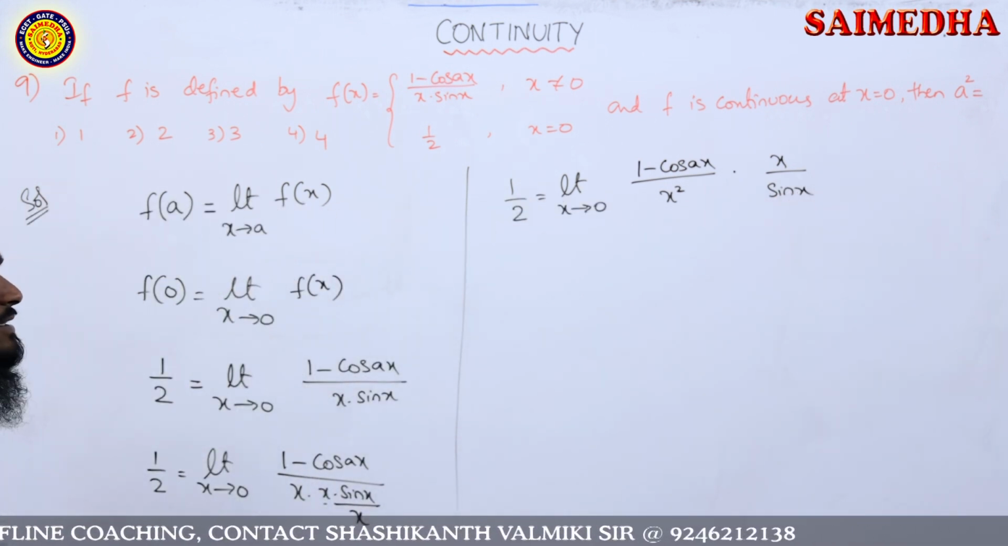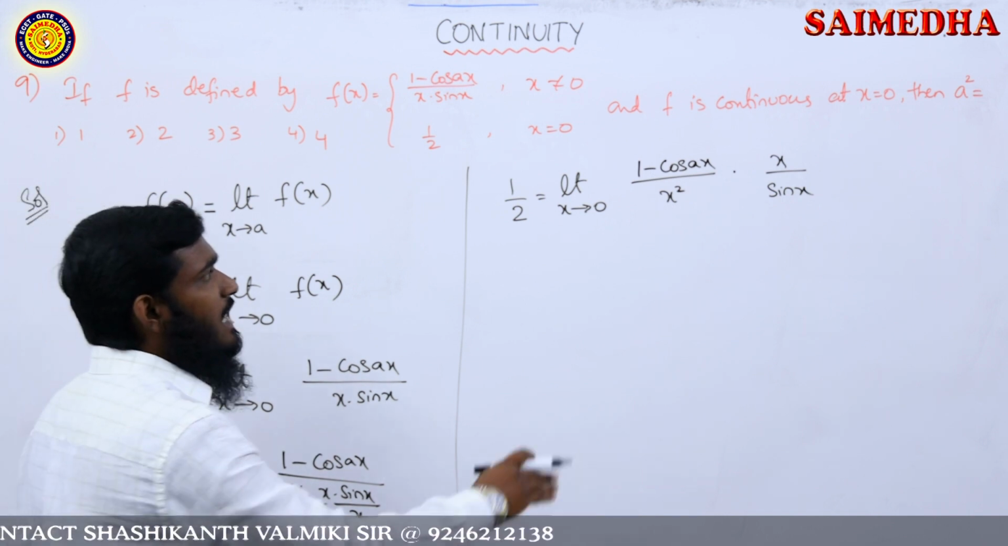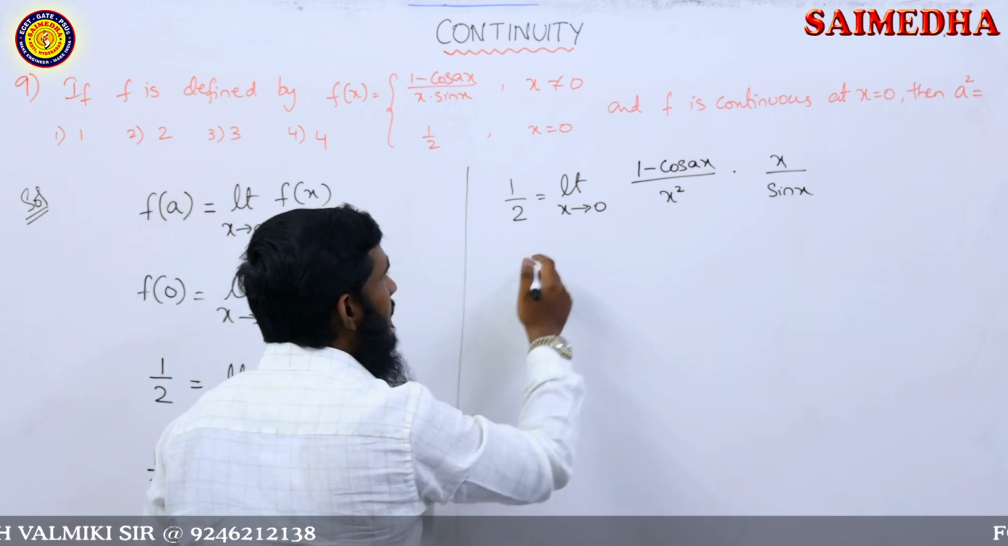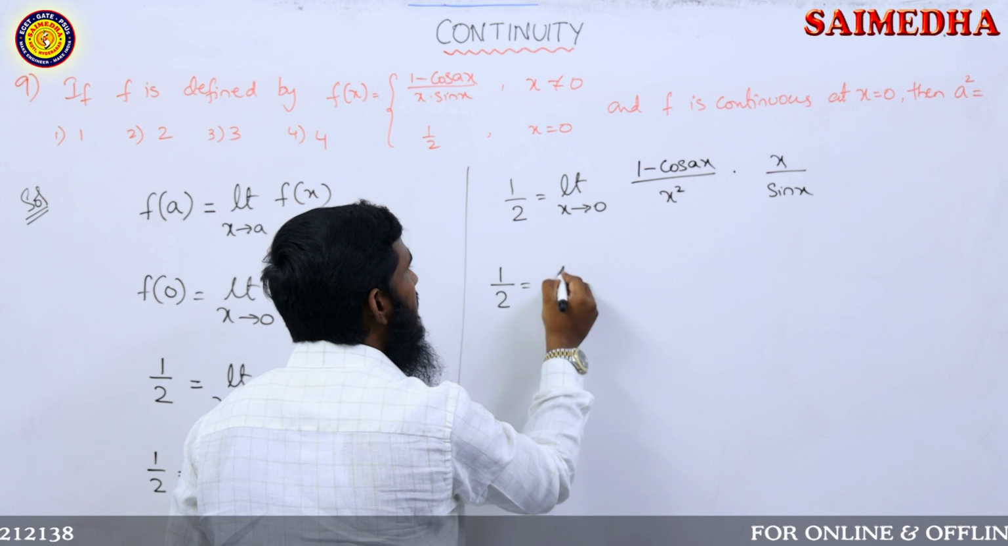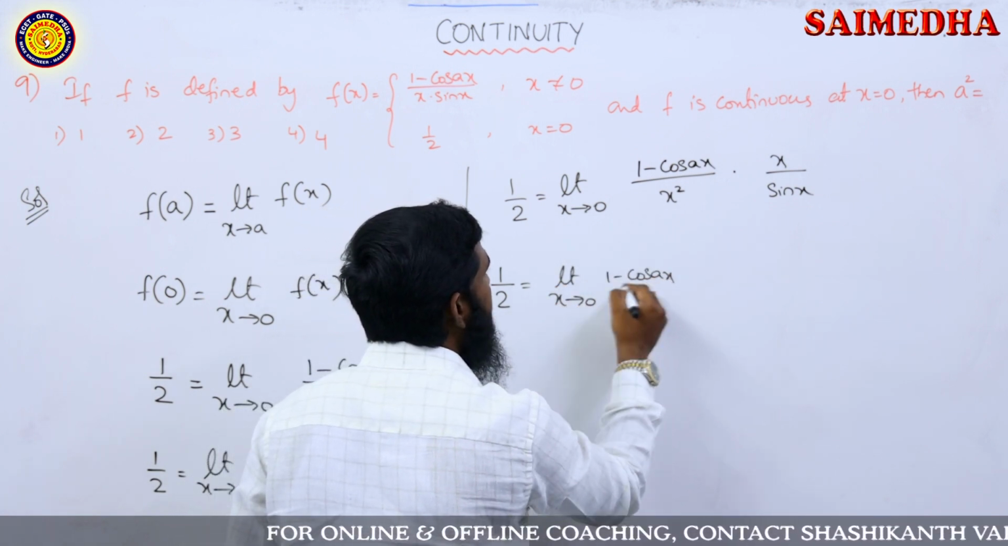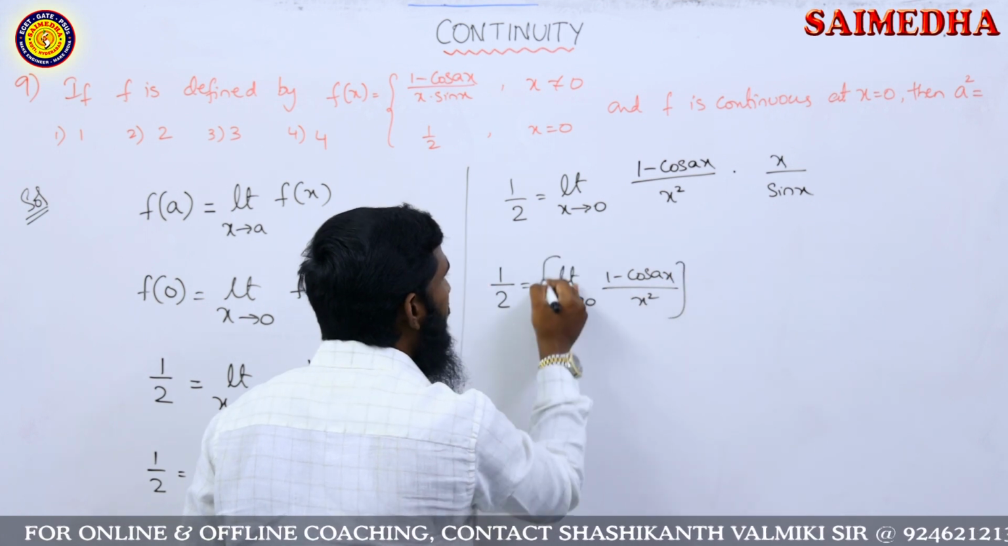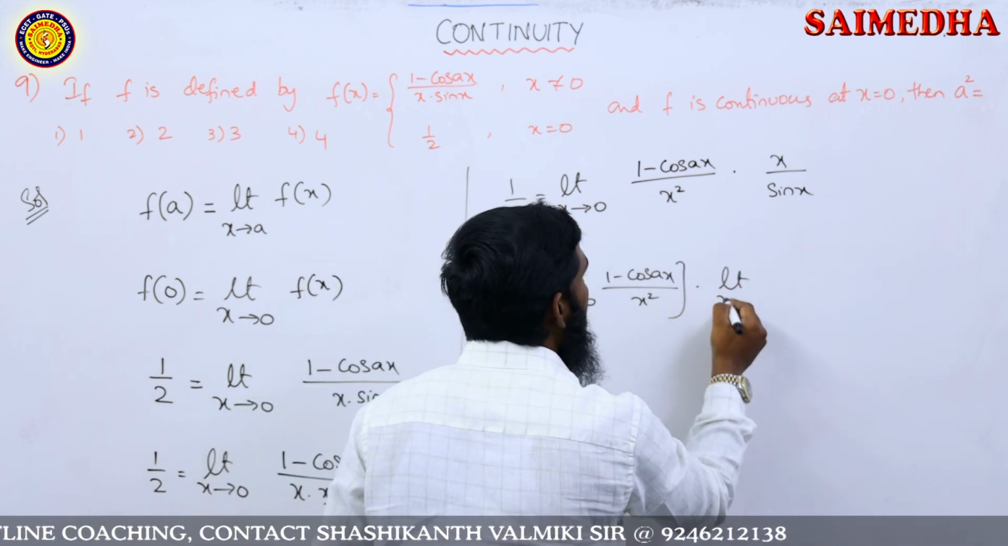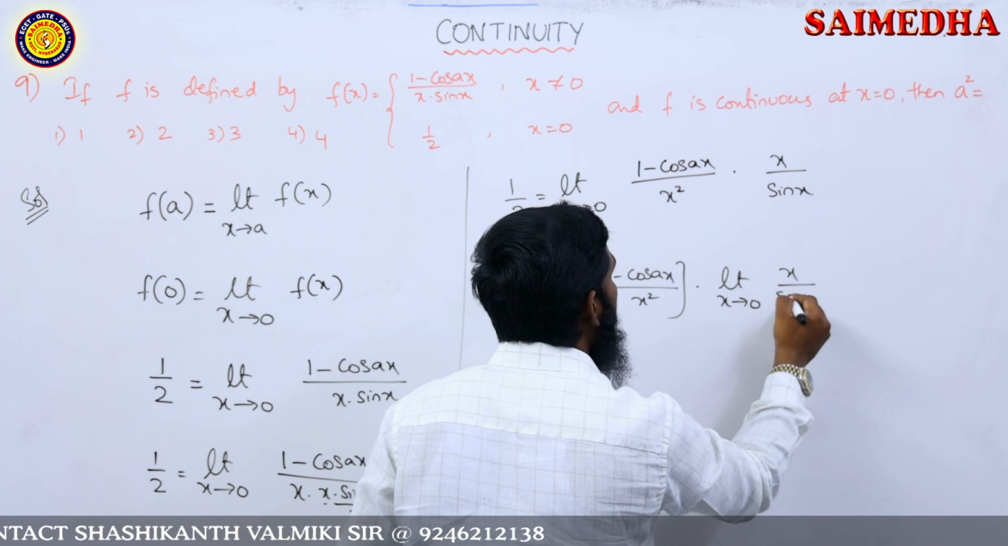Now if you are having two functions over here and we have to apply the limit, 1 by 2 equals limit x tends to 0 of (1 minus cos ax) divided by x square. This is one part, and the second part is limit x tends to 0 of x divided by sin x.